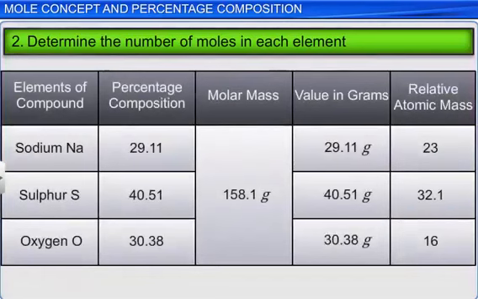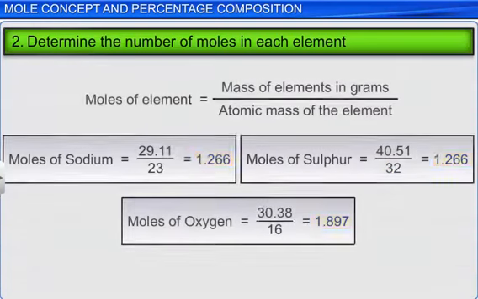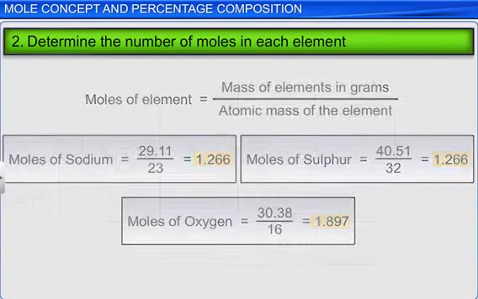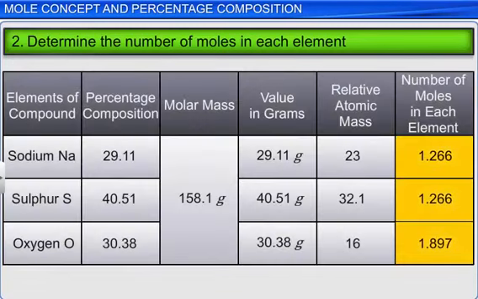Therefore, the relative atomic mass of sodium, sulfur, and oxygen are 23, 32.1, and 16 respectively. On substituting the values in the equation, we get the number of moles for each element as 1.266, 1.266, and 1.897.